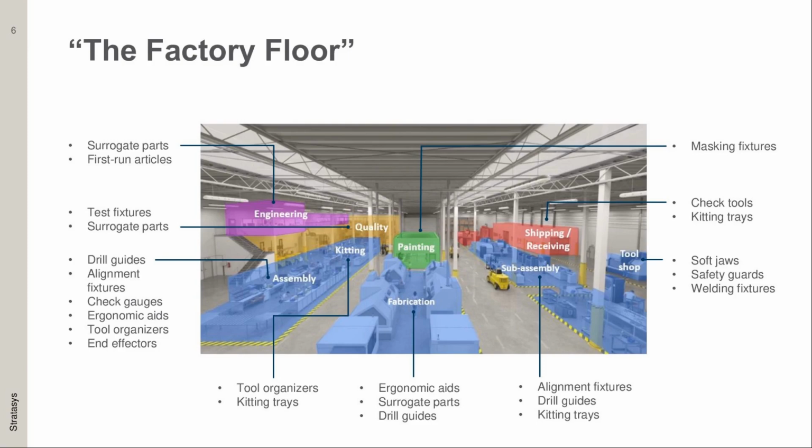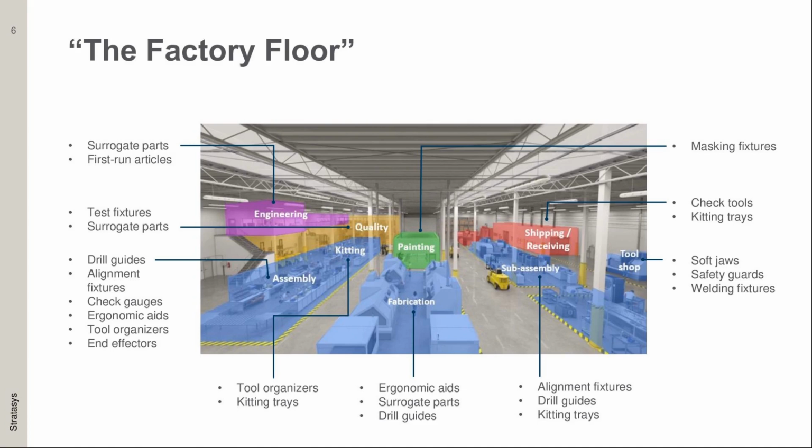Now here's an image of a traditional factory floor. I know that they might be different based on where you're located and what your product line is, but in general, this is kind of the main steps. And as you can see, there's a lot of opportunity for tooling across the whole space. So, if we walk through from shipping and receiving to incoming inspection, assembly, kitting, quality, even the tool shop, tools are used everywhere, from things like surrogate parts, drill guides, test fixtures, ergonomic aids, end effectors, kitting trays, etc.